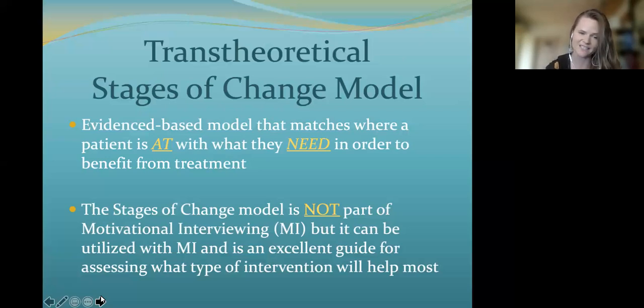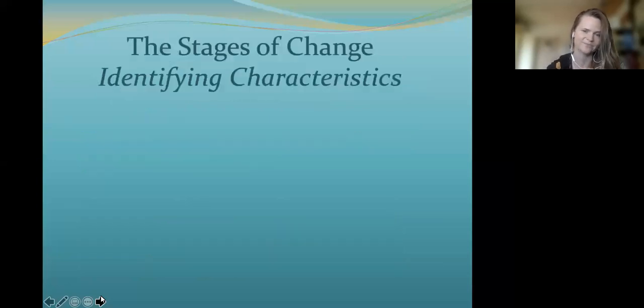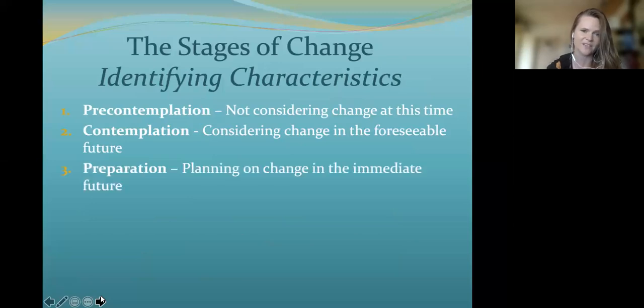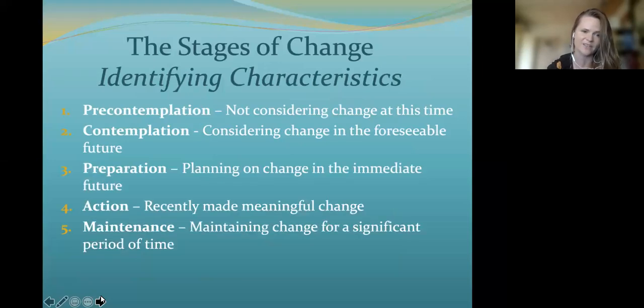An important clarification, because the stages of change model comes up so often alongside motivational interviewing: they are not the same thing. They're beautifully complementary. They can be utilized together, and we'll talk about that more, but it's important to remember they actually are two totally distinct models. So we'll start with the identifying characteristics of the stages of change model, and then we'll go to how they all fit together.